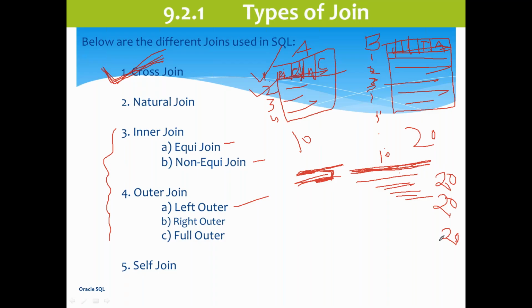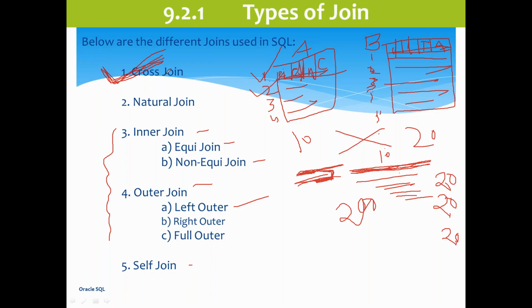So how many combinations will happen in total? 10 times 20, total 200. Out of 200, many are invalid rows. So to take only the valid rows, a few different types of joins are there: inner join, outer join, self join, so that it will ignore the invalid combinations and take only the valid combinations. Any kind of join we do, first of all the cross join will happen. From that only it will filter the valid scenarios. So the initial join is the cross join.